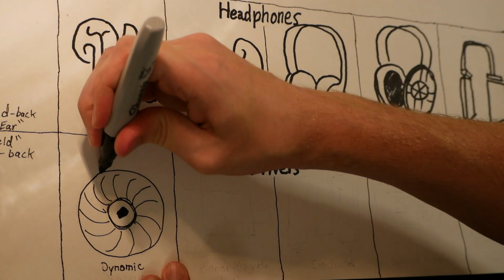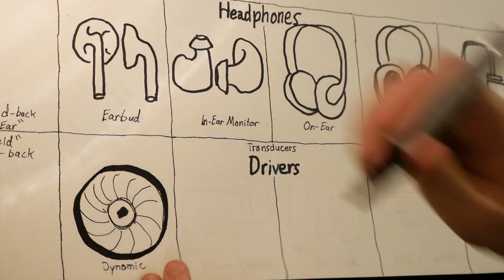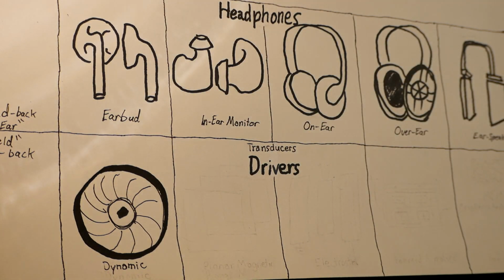Now, if we go back, around the cone is a flexible material. It's that flexible material that allows the driver cone to move towards and away from that permanent magnet, creating pressure and relieving pressure. All of sound is pressure waves in the air.